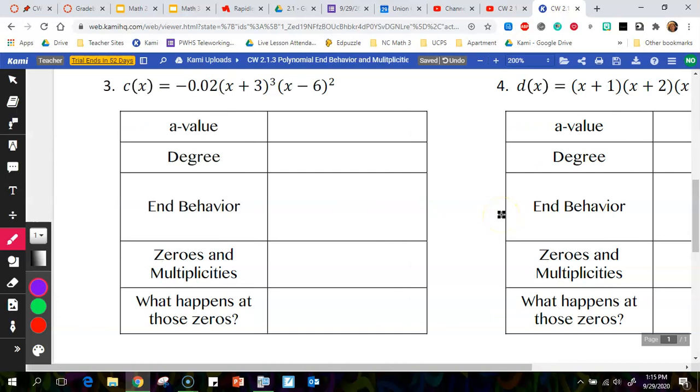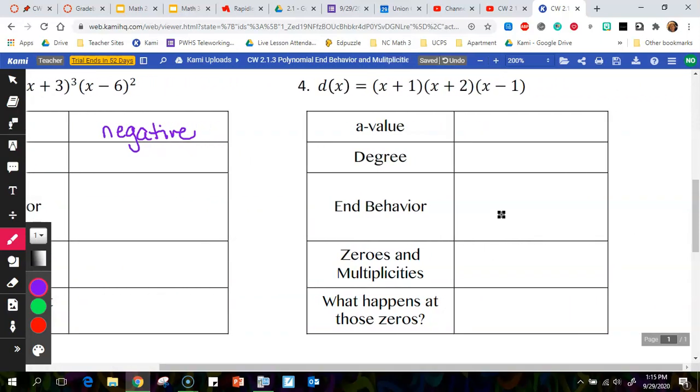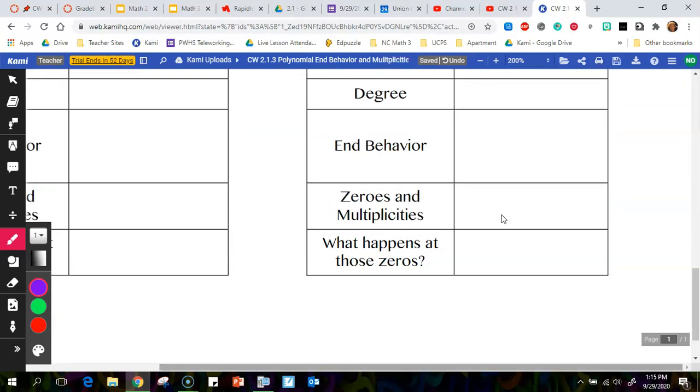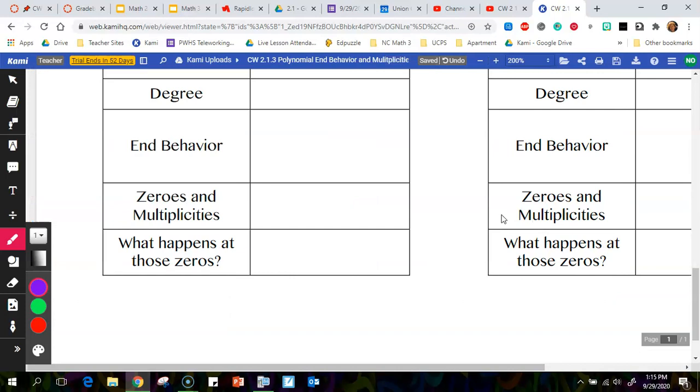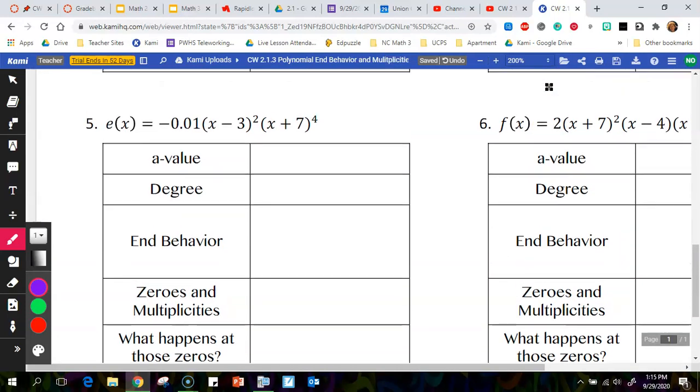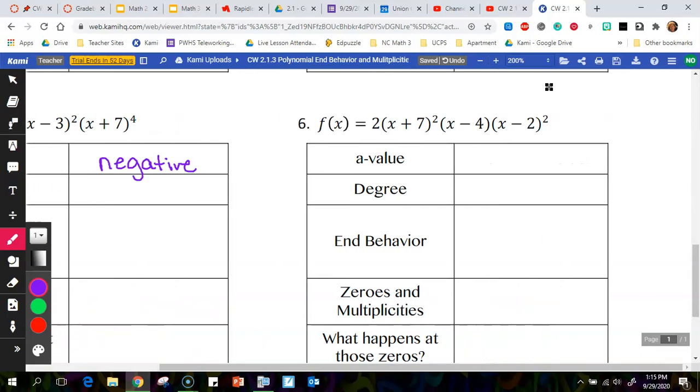All right, number 3. A value here is negative. You know what? Let's do all the a values. A value on this one is positive. Number 5. A value is negative. And number 6, a value is positive.